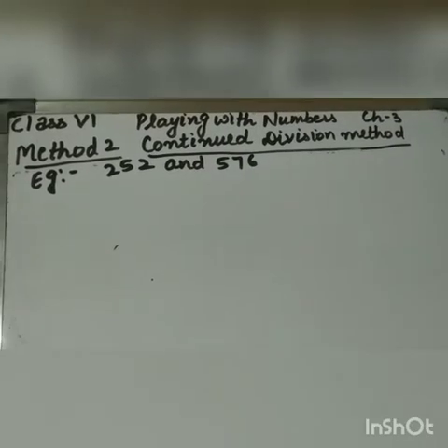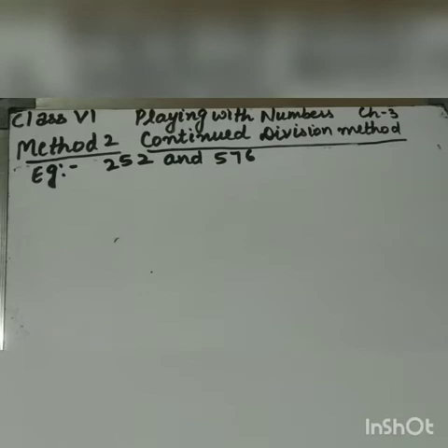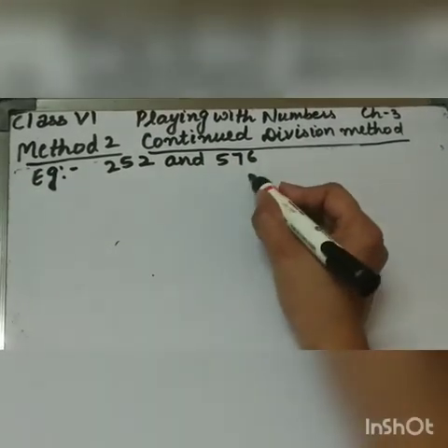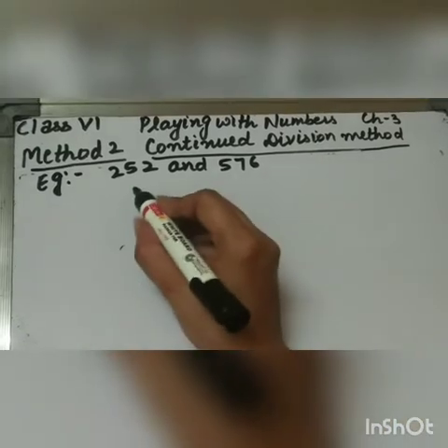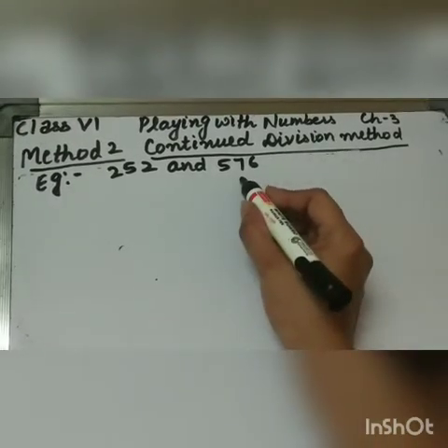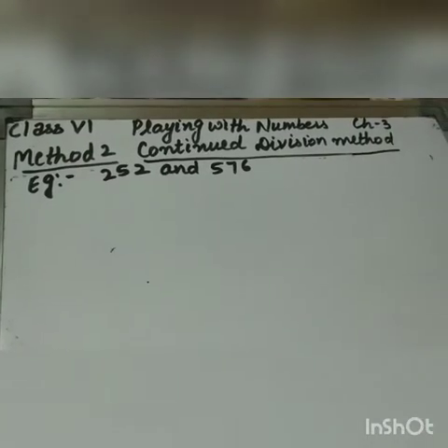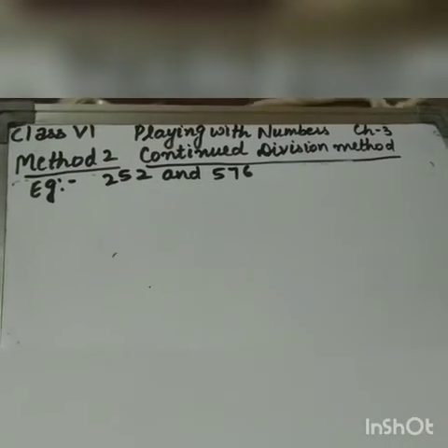Second is the continued division method. I will explain it with an example. I have 252 and 576, and I have to find the HCF of 252 and 576 by the continued division method. So how do we find the HCF by the continued division method?